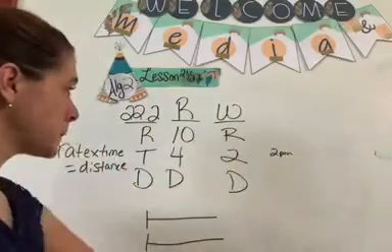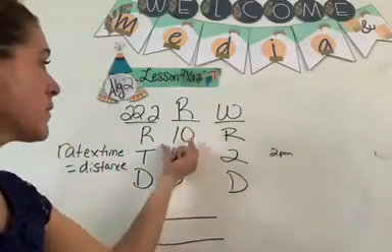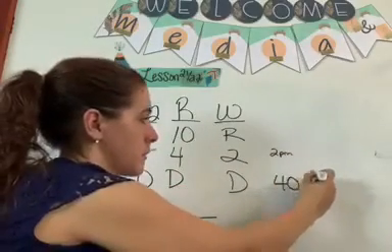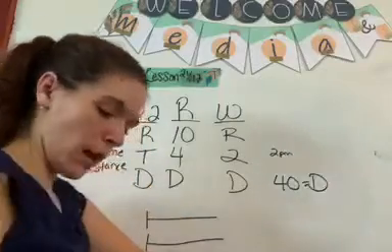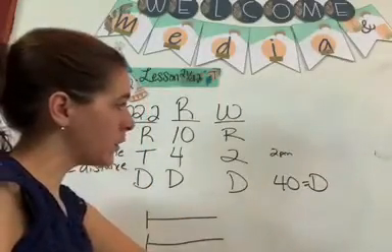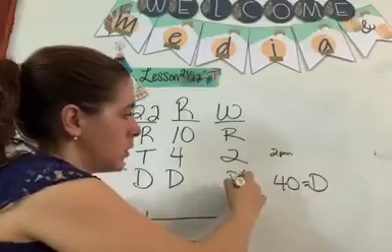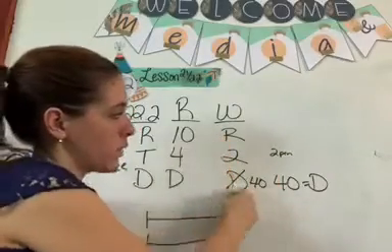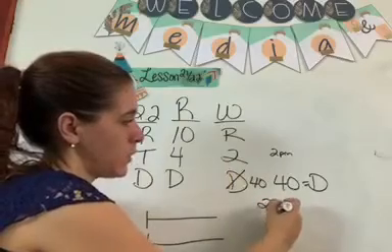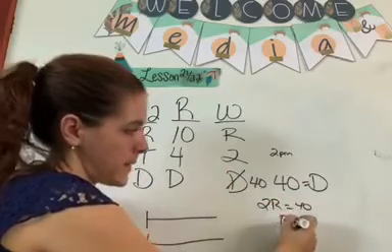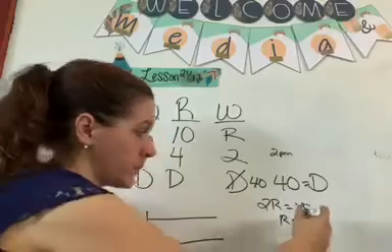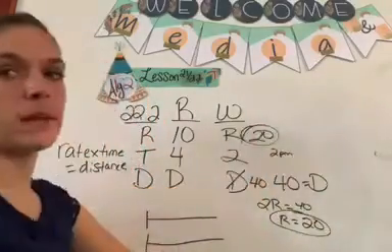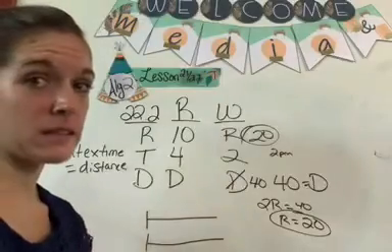Right? So now we have 10 times 4 equals D, so that's 40 is D. Right? And then we have R times 2 equals 40. So 2R equals 40, which means that R must be 20. Okay? And that's how I solve my distance problems.